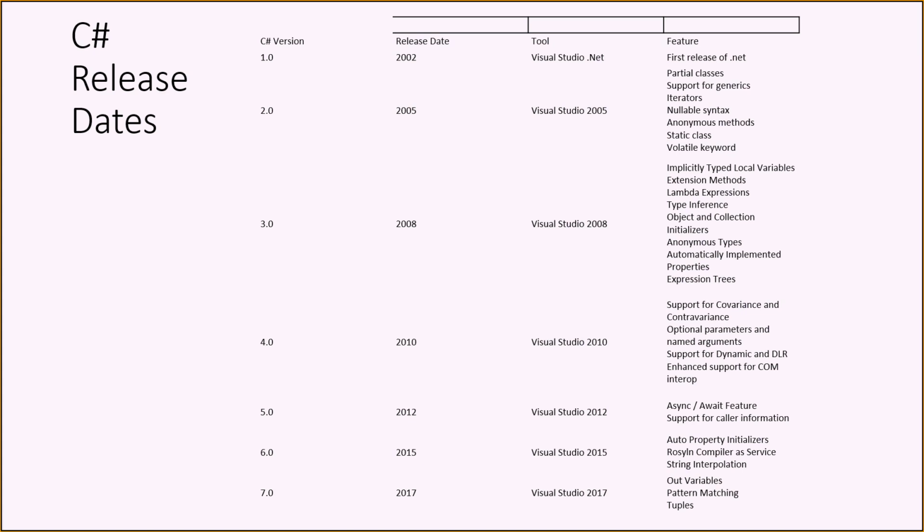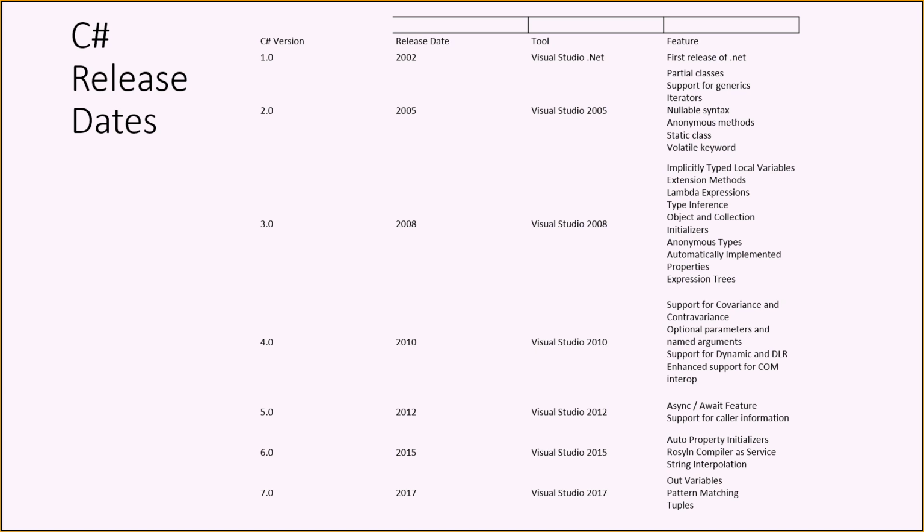A couple of the key things were introduced really quite early. In 2005, anonymous methods were introduced. The volatile keyword, which isn't really essential to this, but how many have used the volatile keyword in their development? Yeah, nobody, right? I had to go look that up and say, what is that for? I still don't know.